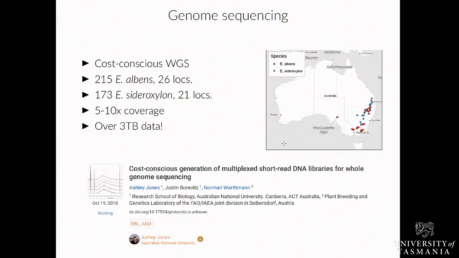And so the approach that we've taken to do these studies is a sort of cost-conscious whole genome sequencing approach. The molecular work for which has been spearheaded by Ash Jones and Norman Vathman in Justin's lab. On roughly 200 individuals of both Eucalyptus albens and Eucalyptus cytoroxylon from 20 to 25 localities from southeastern Australia. Overall, per individual, we have somewhere in the order of 5 to 10-fold coverage. And in total, across all of the various bits of sequencing that have been done, that totals over 3 terabases of data. So it's quite a large data set.